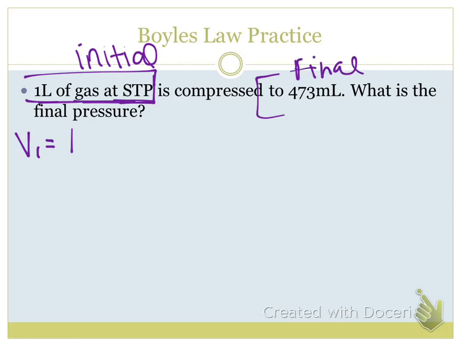When we read these gas law problems, you have to be able to use context clues to pick out what's the before and what's the after. Okay, so at STP, what does that mean my initial pressure is? What are our conditions for STP?